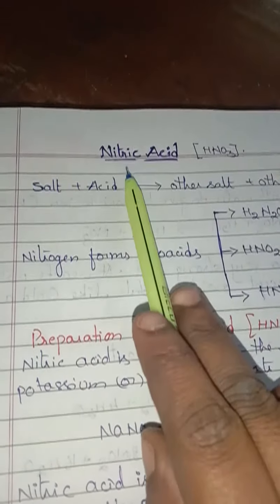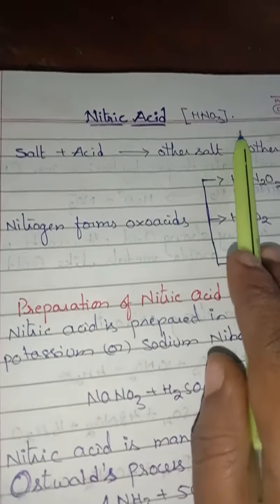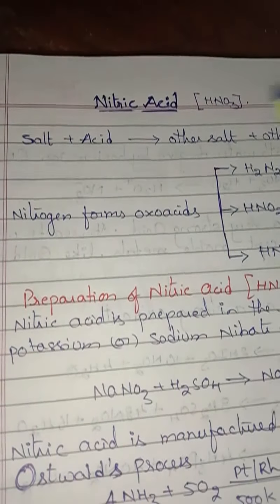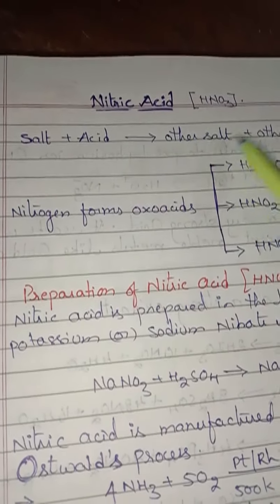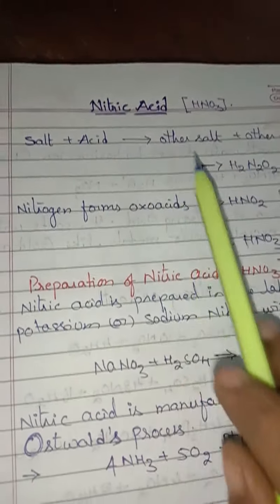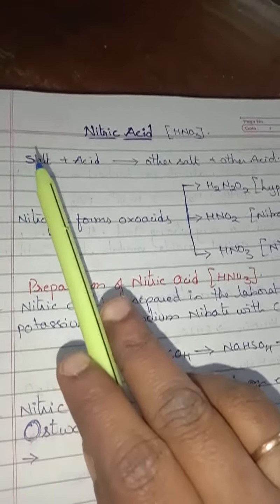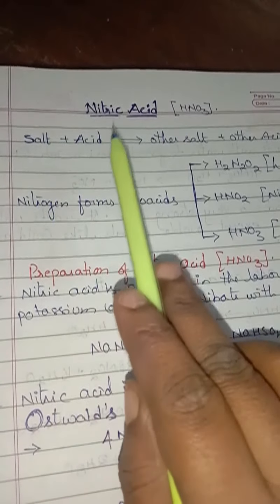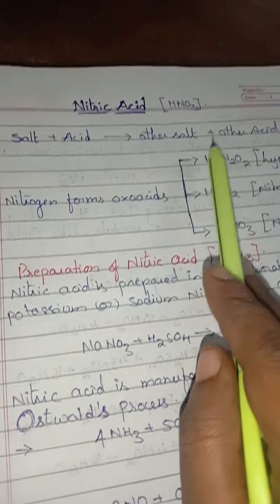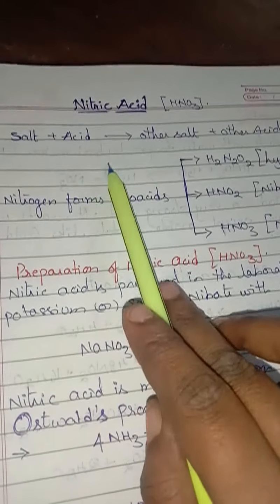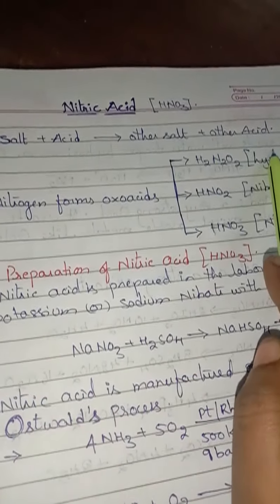Next we move to the topic nitric acid. What is the formula of nitric acid? HNO3. Here we are going to see the preparation, uses and chemical properties of nitric acid. Before going into the matter, we have to know the basic concept: when a salt reacts with an acid, it forms another salt and another acid.